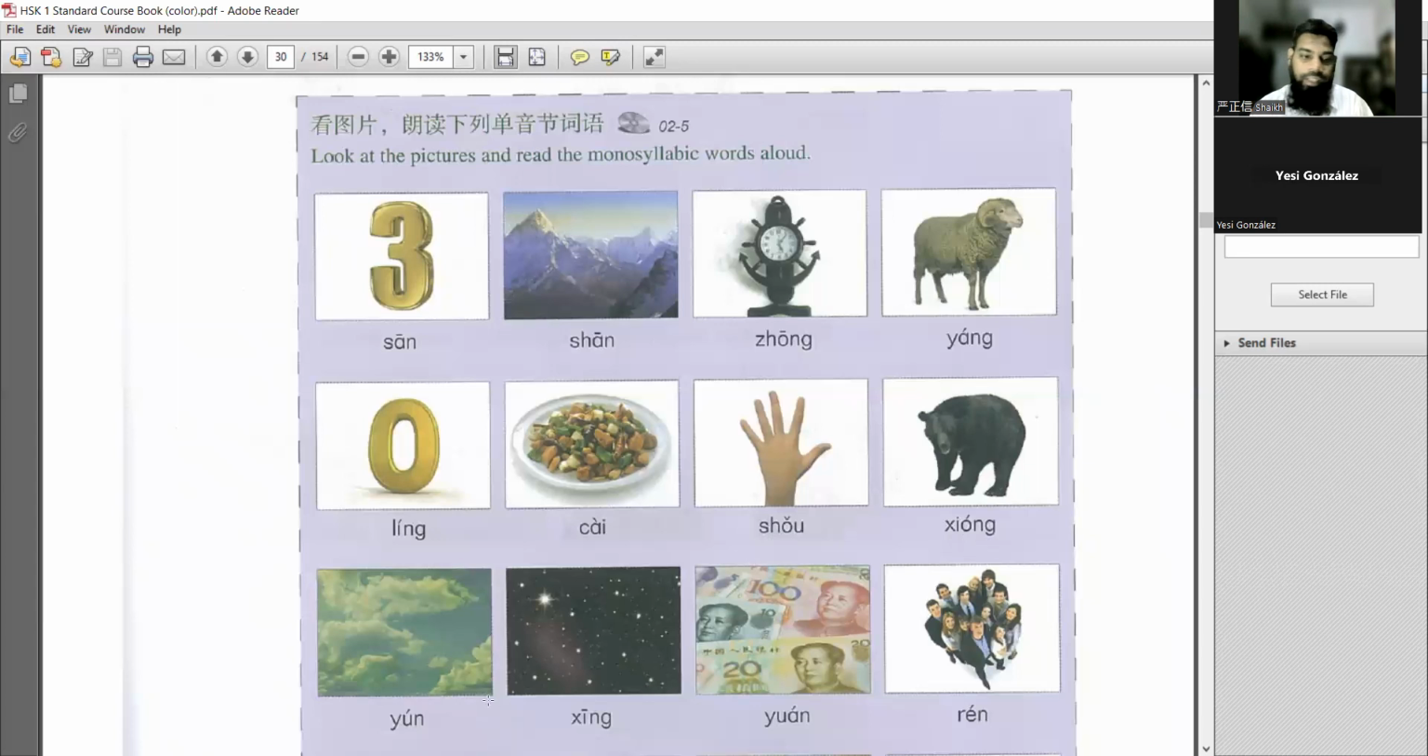A bear. And then we have Yun. Yun means cloud. Okay. Xing means a star. And then we have Yuan. Yuan is the currency of China. And then we have Ren. Ren is person. Okay. So these are some of the monosyllabic words. I'm going to play the audio for you so that you could listen to it. Okay. Monosyllabic words.